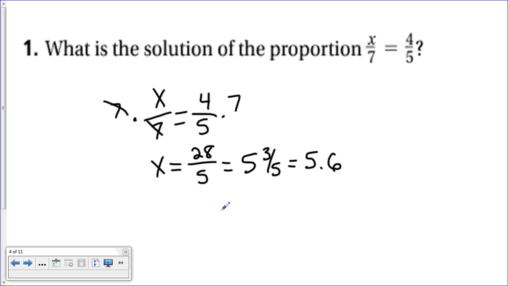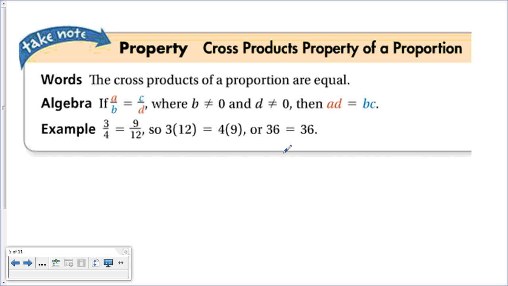One quick thing about this is, what if these were flipped? If this was your original equation, you are allowed to take the inverse of both sides. And so you are allowed to flip this and go x over 7 equals 4 over 5. Okay? Now, usually I suggest that if it's in this form, I always like the next method, which is called the cross product. Okay?